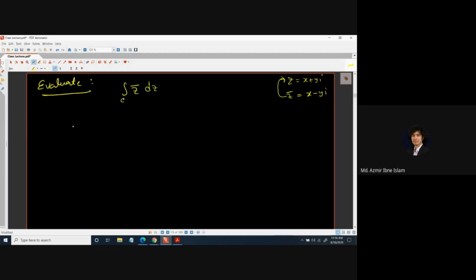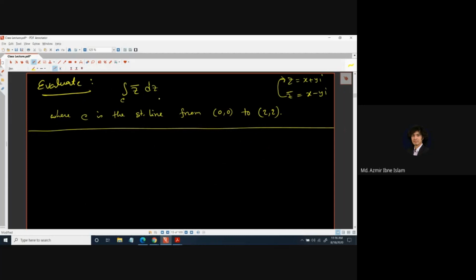We have a path, where c is the straight line. For now, let's work with a straight line. After this problem, we will move to some other functions. So c is the straight line from 0, 0 to 2, 2. So we have to evaluate this integral.